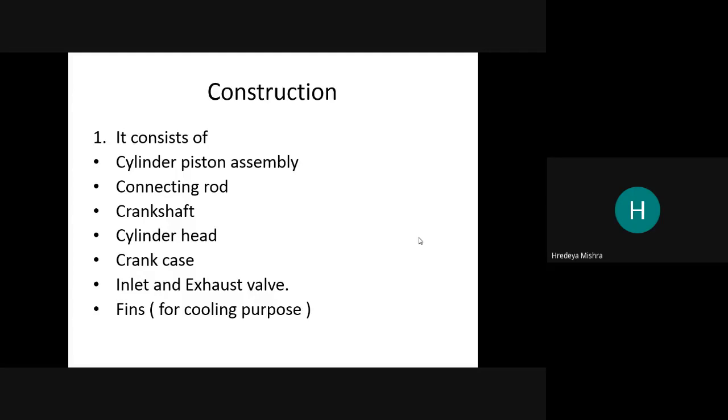See here, what is the construction? It consists of a cylinder piston assembly, connecting rod, crankshaft, cylinder head, crankcase, inlet and exhaust valve, and fins. Fins are for cooling the engine. So what are the fins?